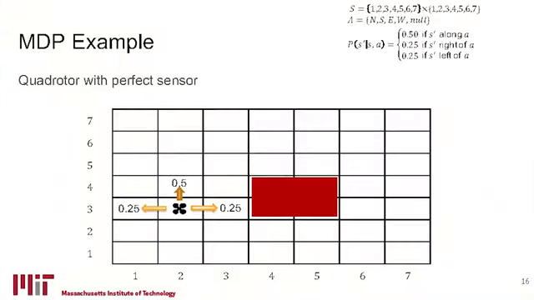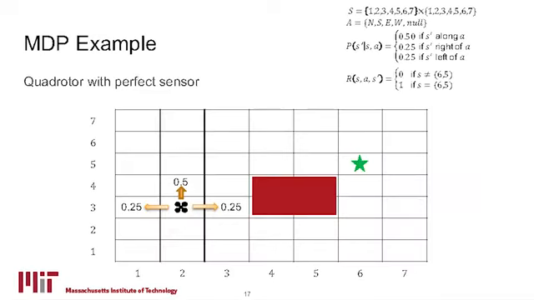The next thing, for this example, we arbitrarily gave ourselves a transition probability. So we said that you have a 50% chance of following your commanded action, with a 25% chance of moving to the left or the right. Next, we have the reward function. And again, we arbitrarily decided that you get a reward if you get to state 6,5, that you increment a reward of 1.